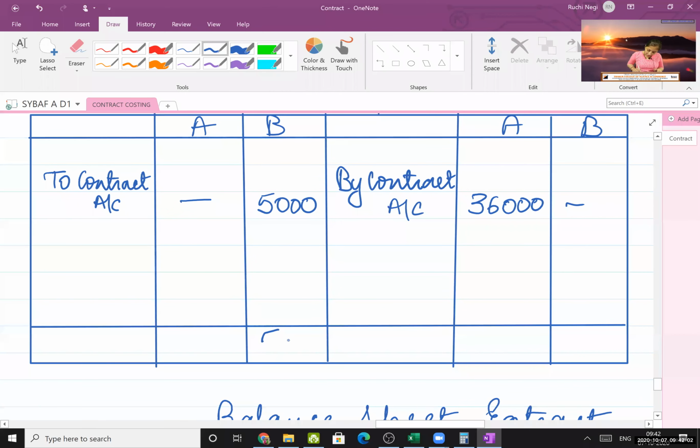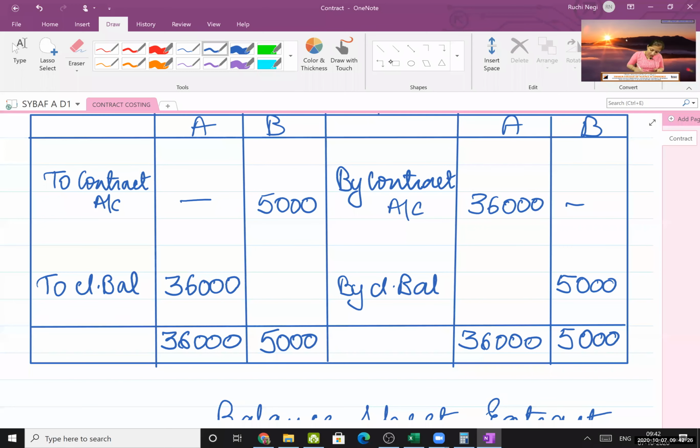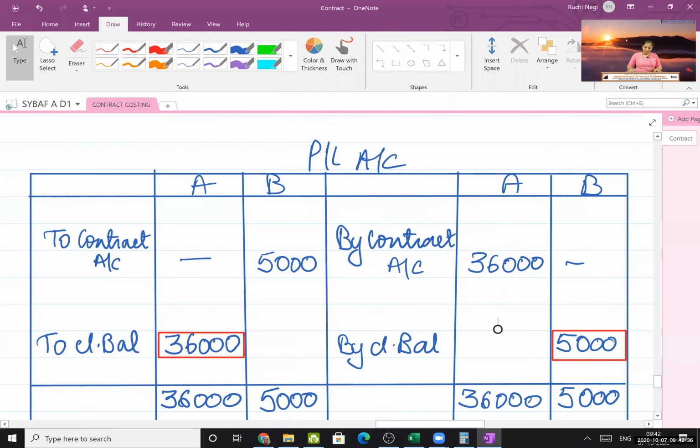Okay. 5,000, 5,000. This is 36, 36. Right here. This is the closing balance. You can write by closing balance, 5,000. Box the answer. I've been saying this. Okay. So this is my P&L account.